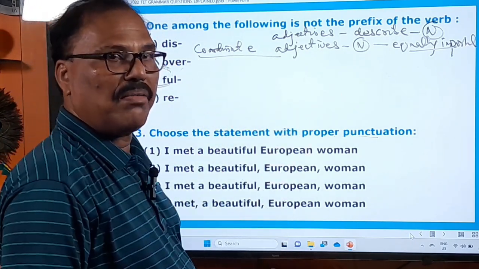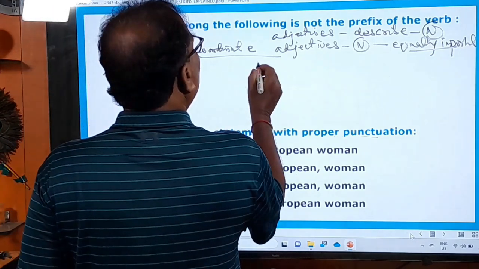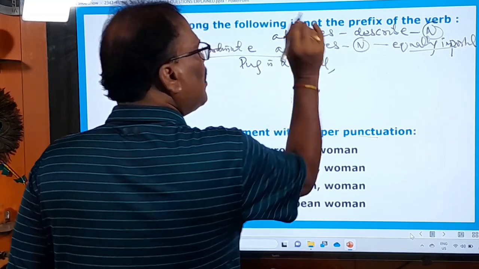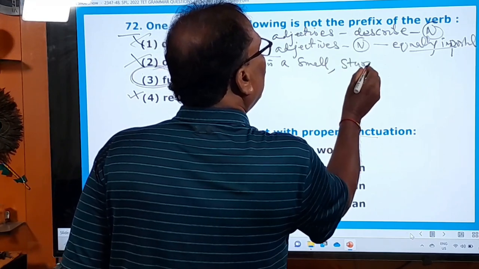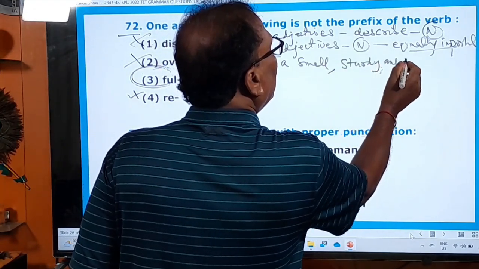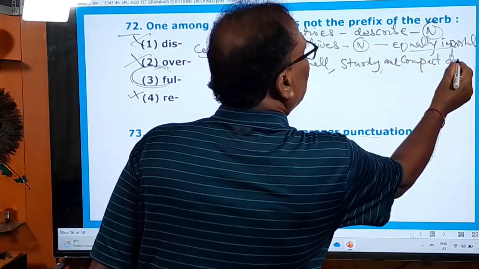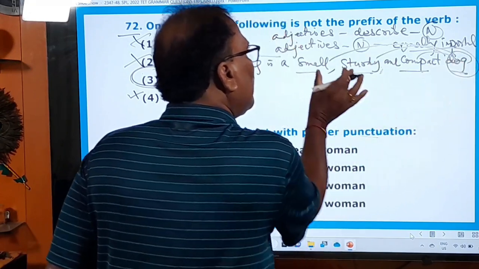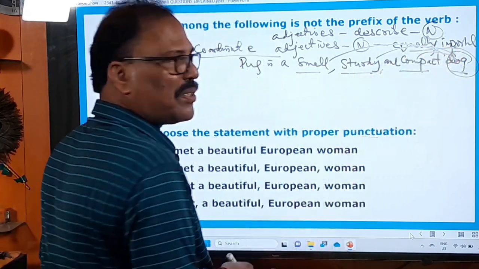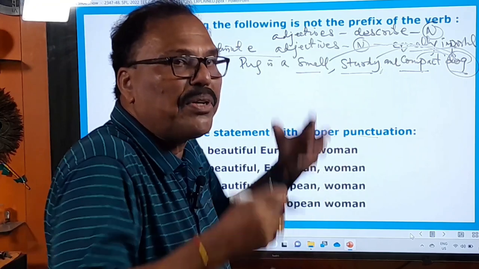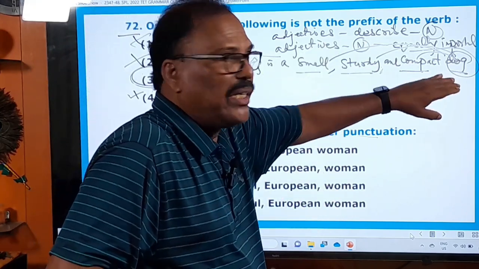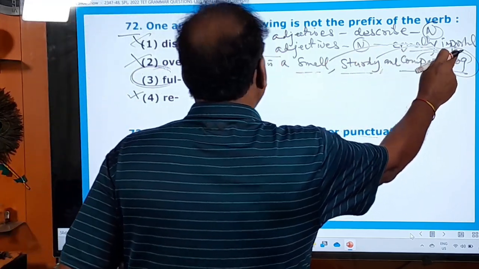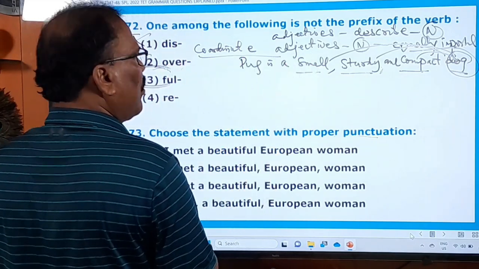Just a little ago, I told you about this. What is a pug? A pug is a small, sturdy and compact dog. We are describing the dog: small, sturdy, compact. These three words are describing this dog only. These three adjectives are equally important. They all have descriptive qualities. Small dog, sturdy dog, compact dog. Here all these adjectives are equally important, and that's why they are called coordinate adjectives. Keep this one point in mind.